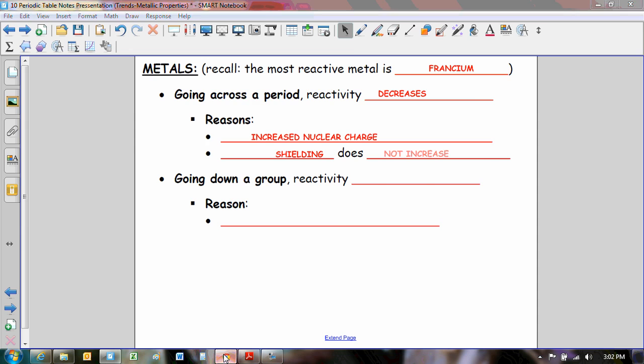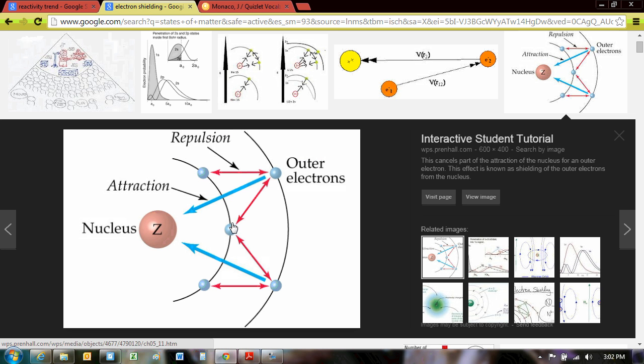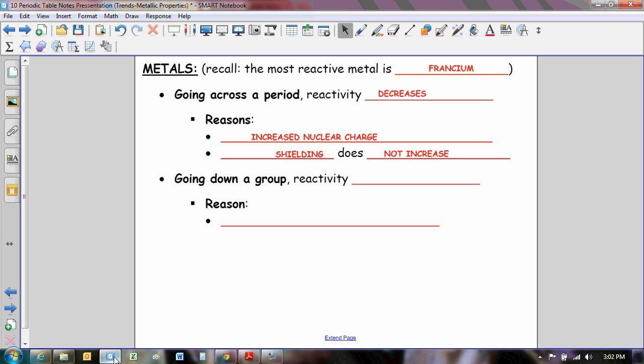What you might say, I don't understand what you're talking about, Mr. MoNaCo. Great graphic here. The inner electrons between the outer electrons here are running interference. The more of these that you have, the more shells of electrons that you have, the less the outer electrons and the nucleus are able to feel each other and pull. So that's the whole shielding issue. As you go down a group, reactivity increases, and the reason why is that we have increased shielding.